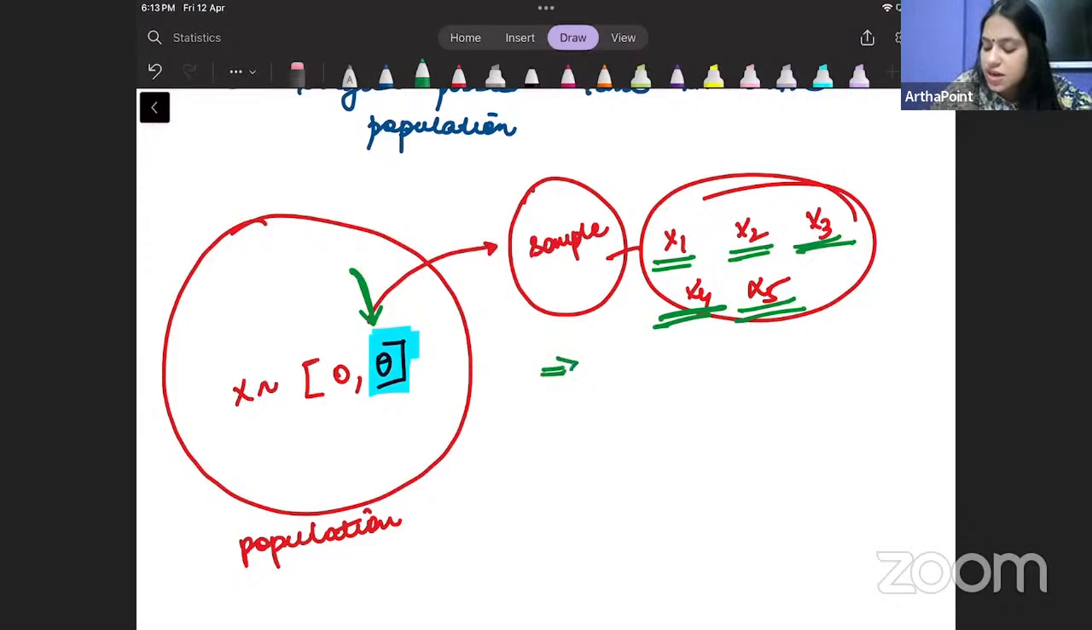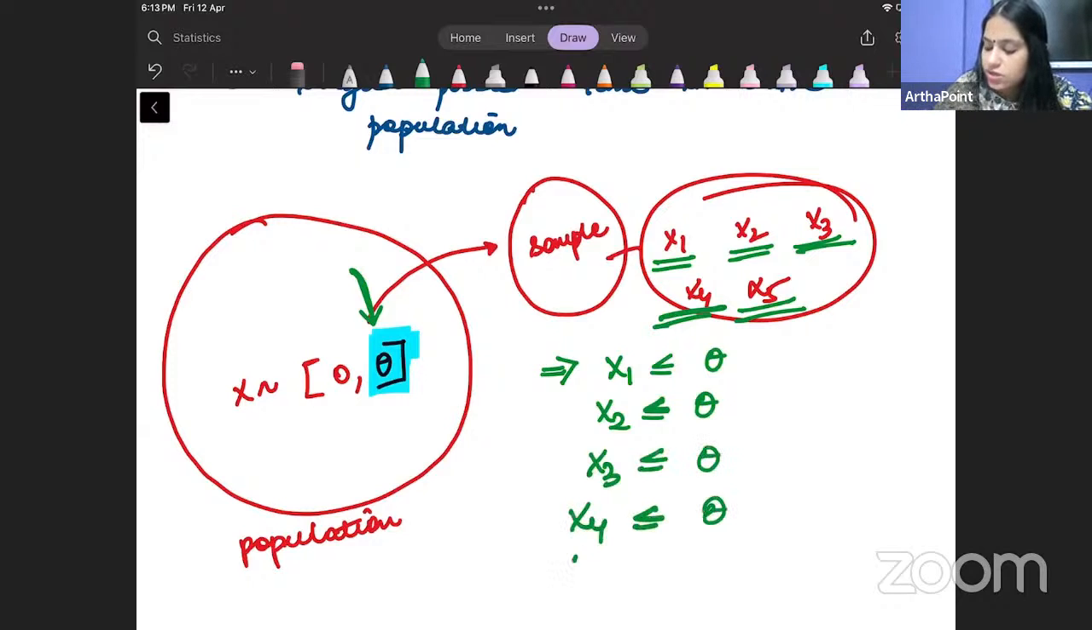So this helps us understand that x1 will be less than equal to theta, x2 will be less than equal to theta, x3 will be less than equal to theta, x4 will be less than equal to theta, x5 will be less than equal to theta. None of them can exceed theta. इनमें से कोई भी theta को exceed नहीं करेगा.